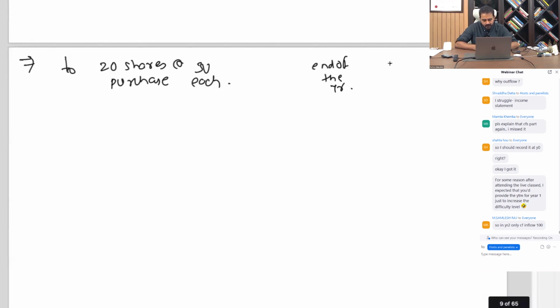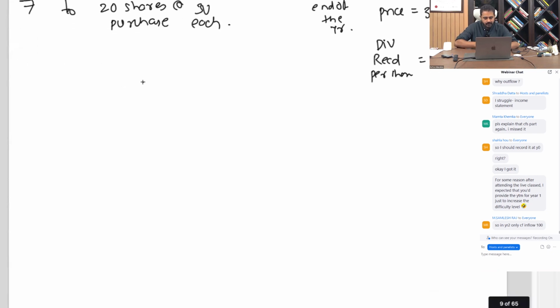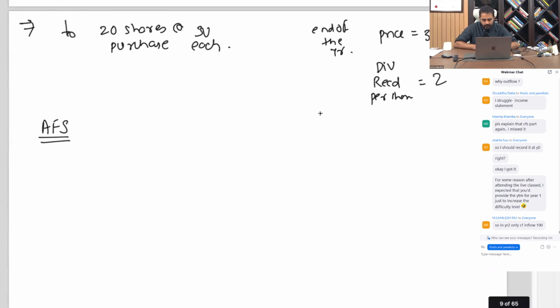At the end of the year, the price of the shares is, let us say, 38 per share, and dividend received is, let us say, 2 per share. Now, based on this information, how will you do accounting if you assume this asset to be AFS? How will you do accounting if you assume this asset to be trading? Which means AFS means FVOCI and trading means FVPL.